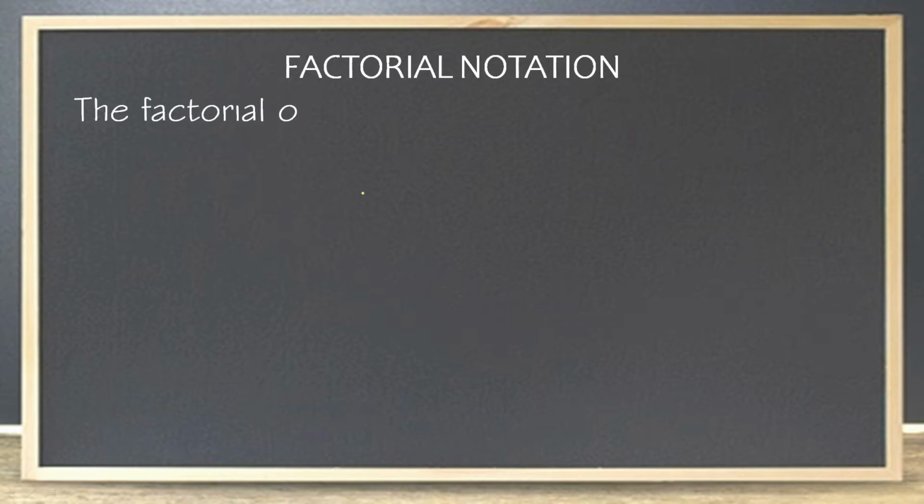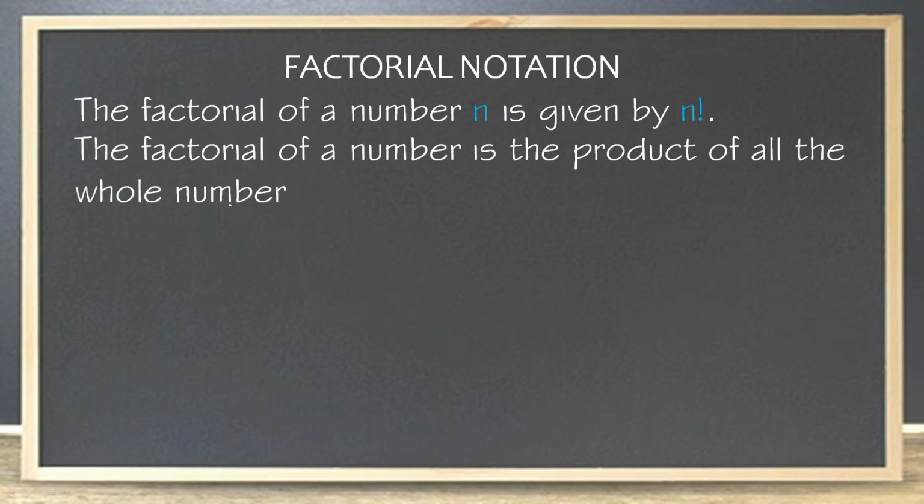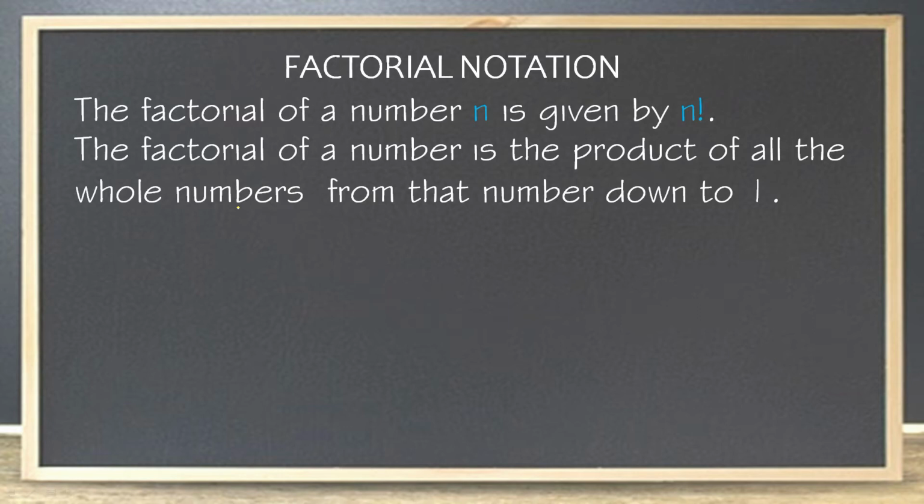Let us begin. The factorial of a number n is given by n factorial. And the factorial of a number is the product of all the whole numbers from that number down to 1. So for instance, 5 factorial will simply be 5 times 4 times 3 times 2 times 1. So you are going to multiply all the whole numbers beginning with that identical number and down to 1.